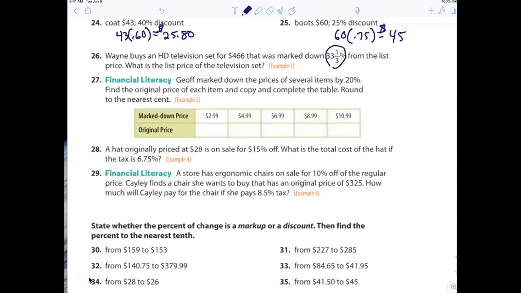What fraction? 3 over 9. 0.3 repeated. And 0.3 repeated is the same as what fraction? 3 over 9, which reduces to 1/3. So I need everybody to make sure that they're saying 33 1/3% is the same as 1/3. So if you got 1/3 off, that means you only had to pay for what fraction?